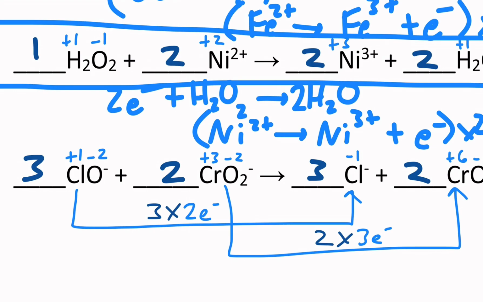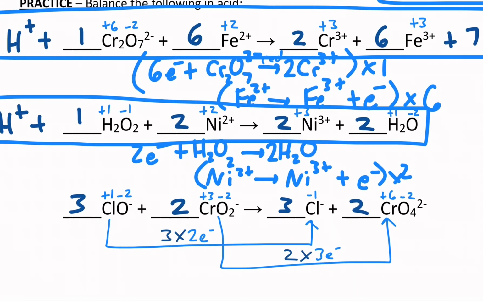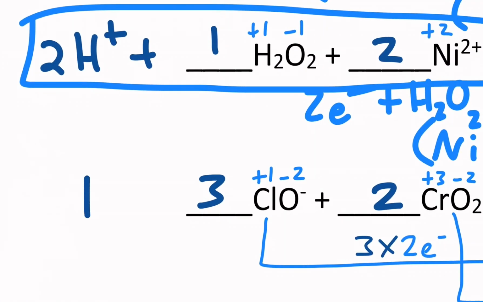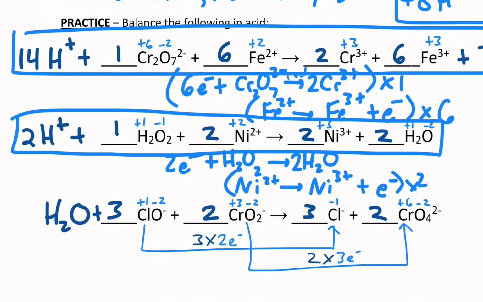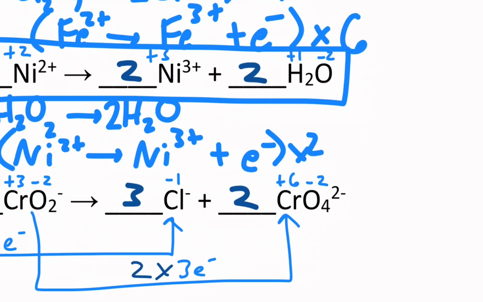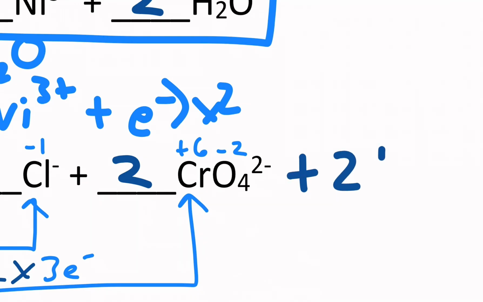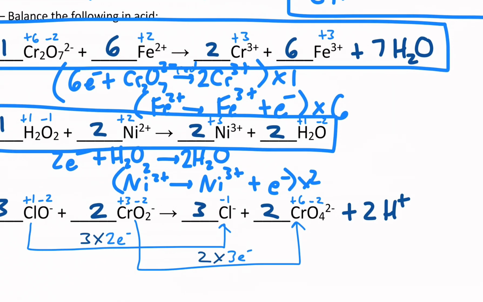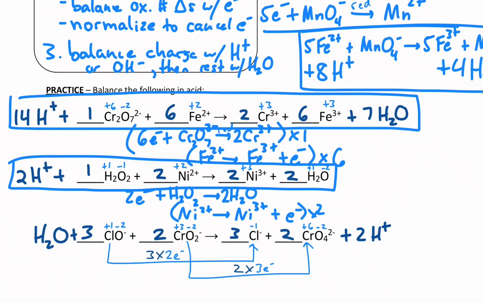And now I balance the rest by inspection. I'll do oxygens first. So we have, it looks like 3 plus 4. We have 7 oxygens, but 8 over here. So I need 1 more oxygen, and it'll come from a water on the left-hand side. And what's left is hydrogen ions. Looks like I have 2 hydrogens on the left and none on the right. So I'm going to need 2 hydrogen ions on the right. And that should take care of it.